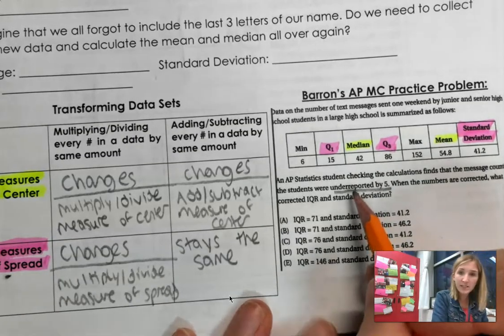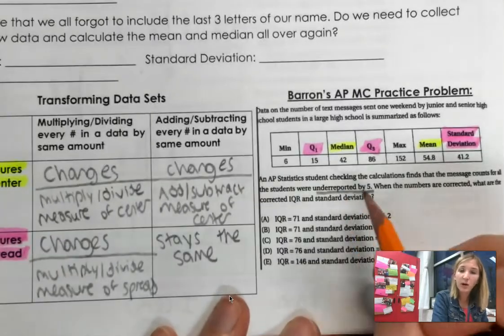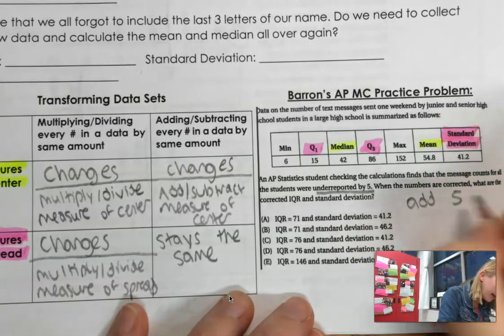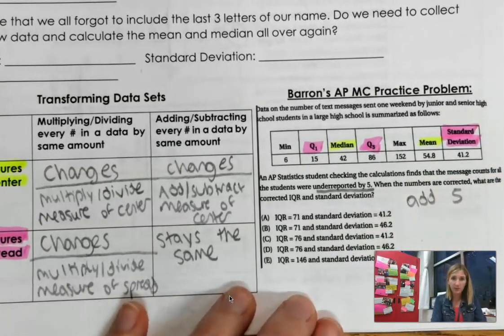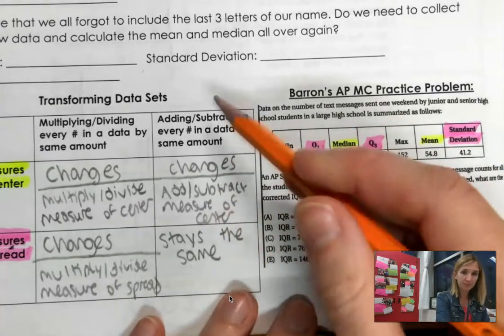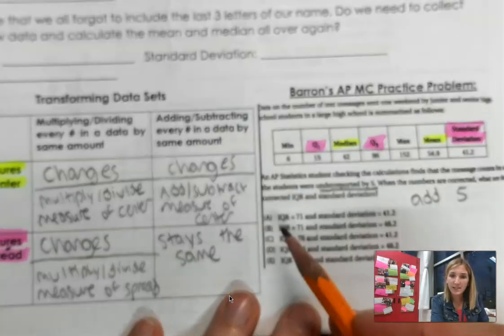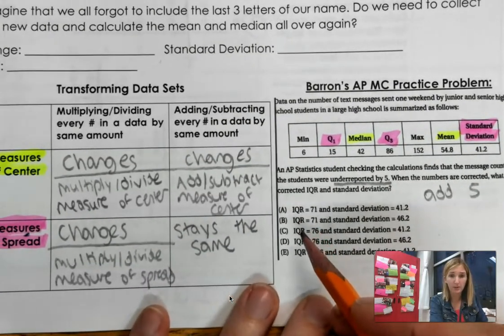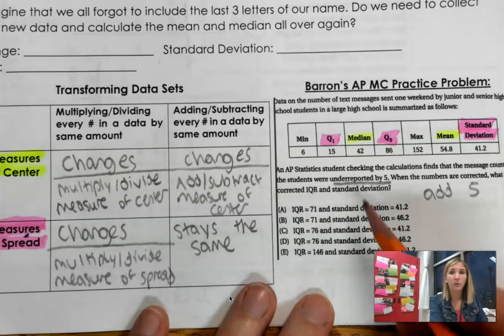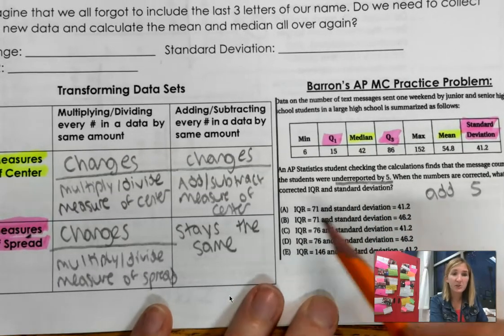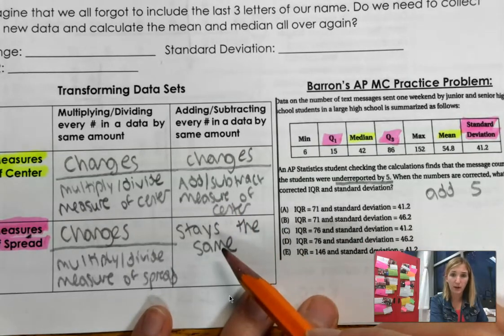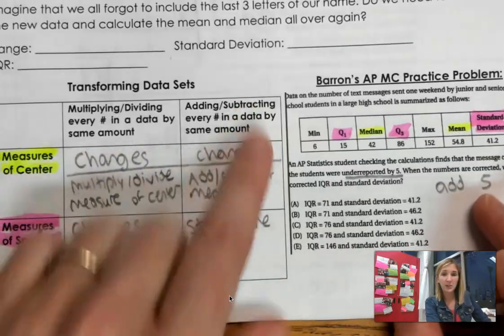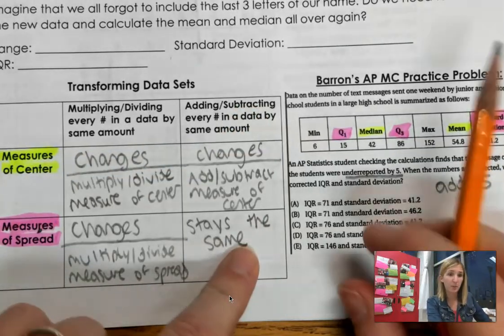All right, so what are we doing to every single piece in the data set? If everything was underreported by 5, how do I correct it? We're going to add 5 to every single number in the data set, right? So we're adding or subtracting. All right, it's asking us for the corrected IQR. Is IQR a measure of center or a measure of spread? And it's asking us for the corrected standard deviation. Is standard deviation a measure of center or a measure of spread? All right, so I'm adding 5, and I've got 2 measures of spread. So I'm in this box right here, right?